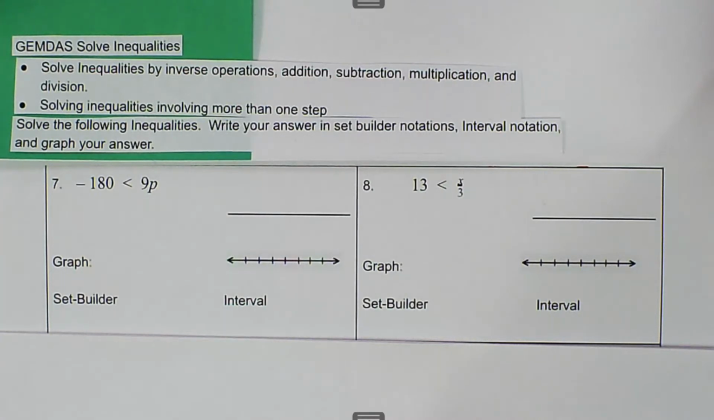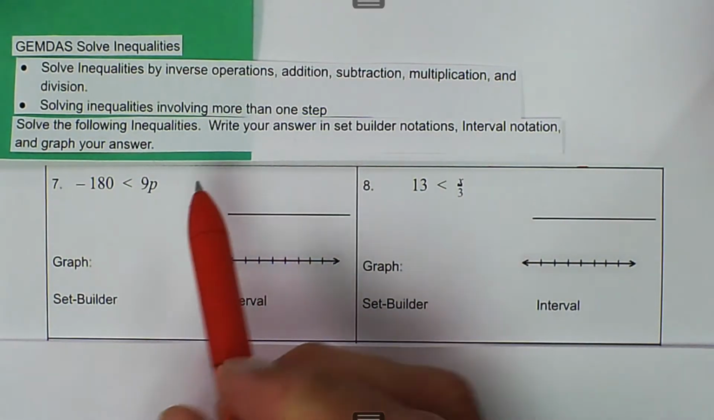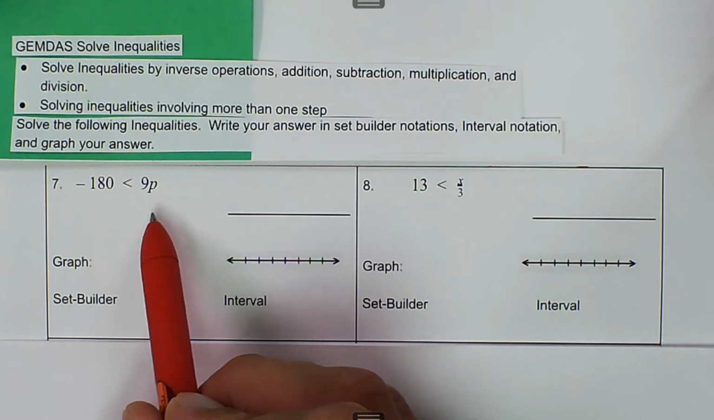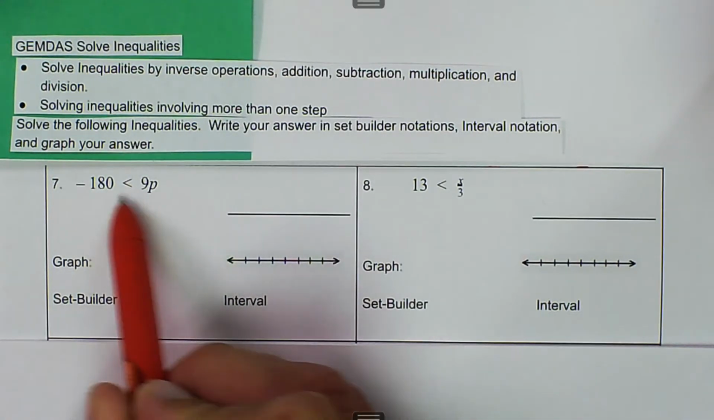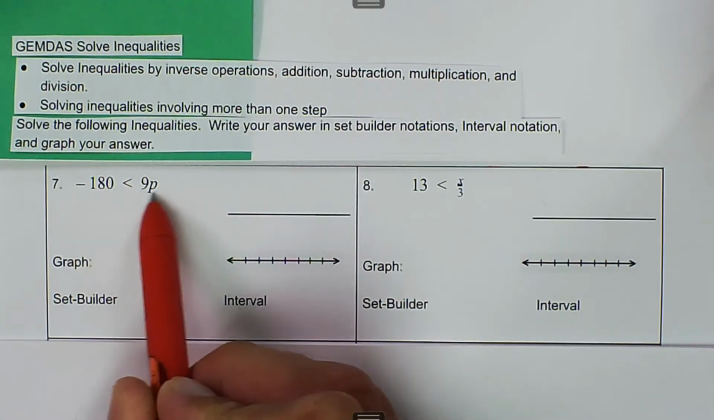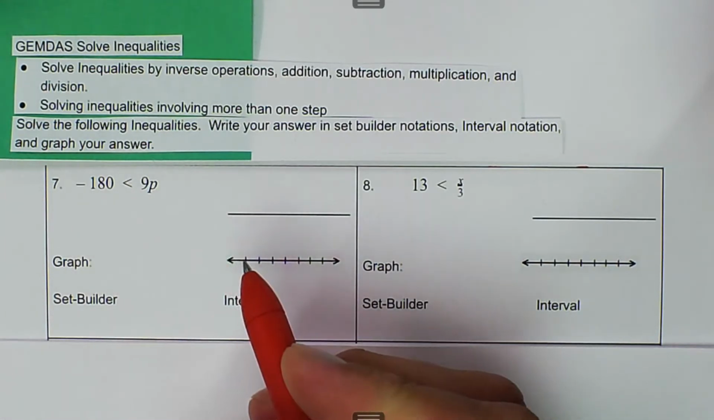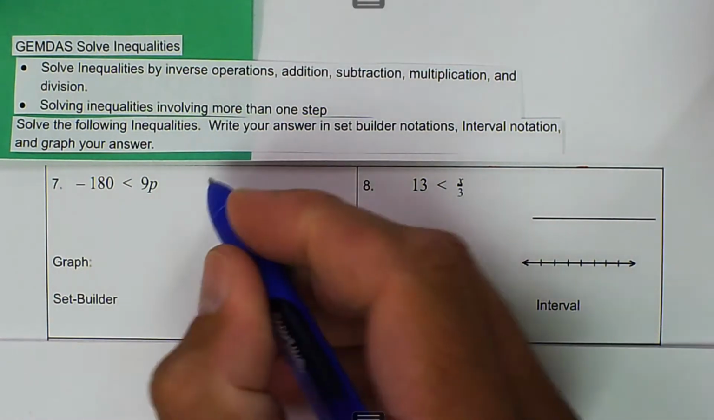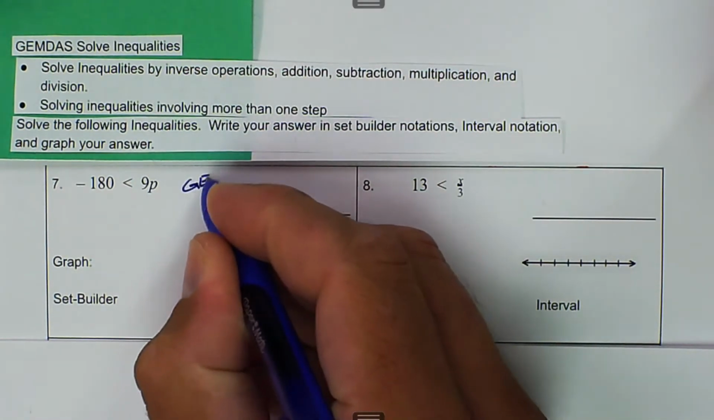We're talking about GEMDAS in solving inequalities. And here we want to solve inequalities by inverse operations. And this is going to be only one step. So we look at our operation on the right and we want to get the p variable all by itself. And the way that we do that is by GEMDAS, right? So we write that down.